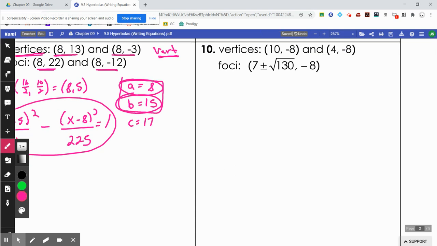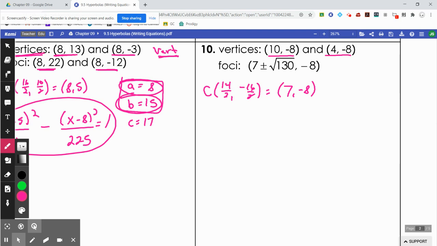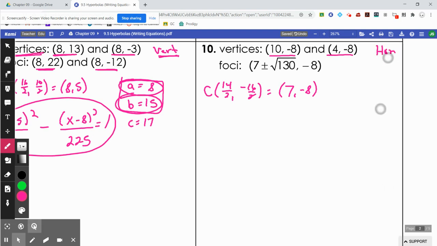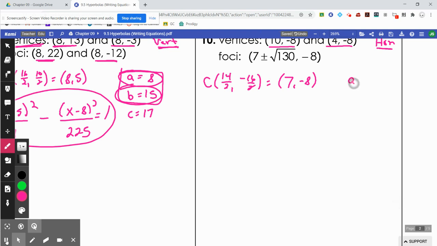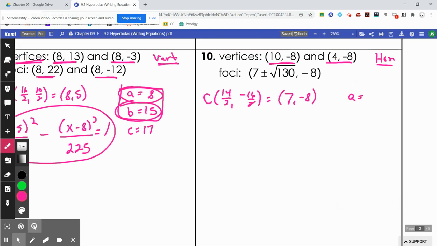Number 10. First off, let's find our center. To find the center again, the middle of our vertices, so add your X's, divide by 2, add your Y's, and divide by 2. So the center is located at 7, -8. We can go ahead and determine if it's horizontal or vertical by looking at our vertices. The vertices are 10, -8, and 4, -8. So those are horizontal of each other. So therefore, this will be a horizontal hyperbola. Let's see, our A value is going to be half the distance between our vertices.